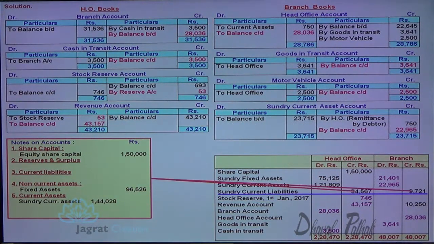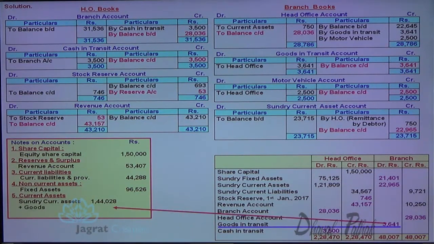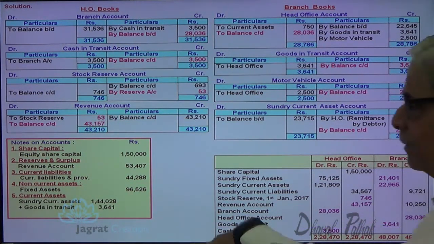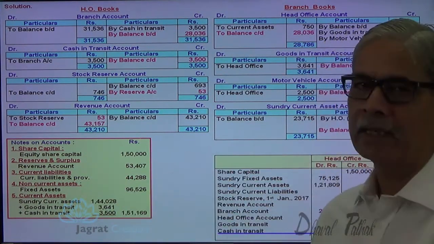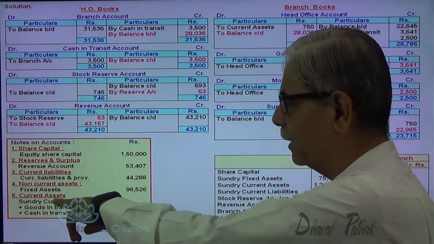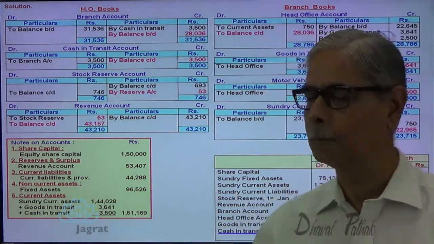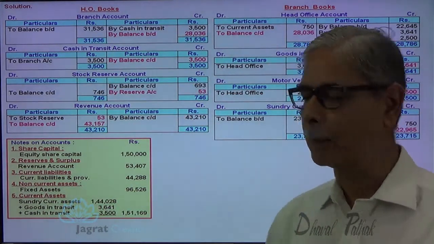Now current liabilities. Stock reserve is already taken care of. Revenue account. Goods in transit, it's a current asset. Cash in transit. So these are the total current assets. This stock reserve is already deducted while writing these current assets, as you know very well. Now I want to prepare the balance sheet. On the basis of these notes on accounts, let us prepare the balance sheet.